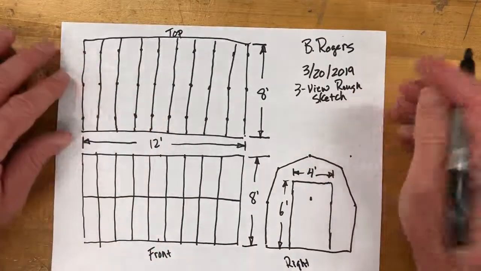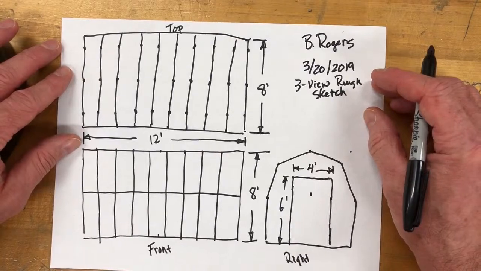All right, and that's how you complete your first sketch of your mini barn, 3-view rough sketch. Good luck with your drawing.